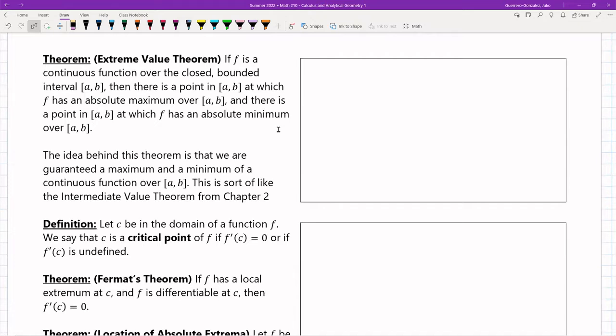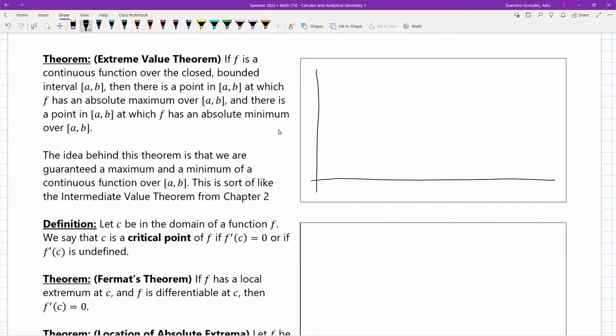So let me go ahead and do the very first theorem, the extreme value theorem. Let me read it out first. If f is a continuous function over a closed bounded interval [a, b], then there is a point in [a, b] at which f has an absolute maximum and a point where f has an absolute minimum. I like pictures. For this graph, it doesn't matter where it starts or where it ends. It doesn't say that here.